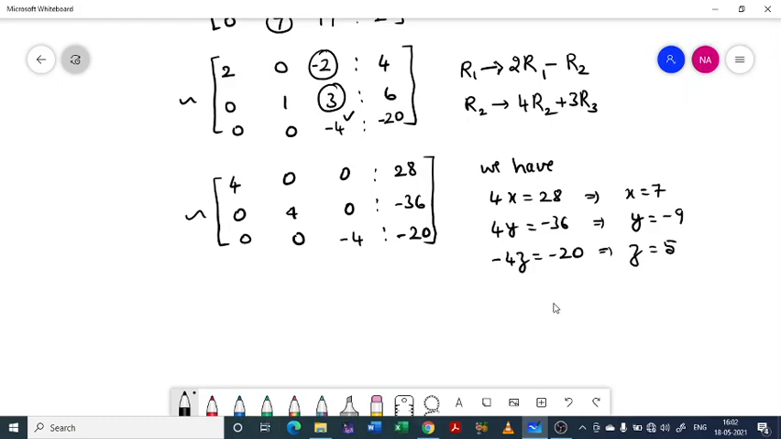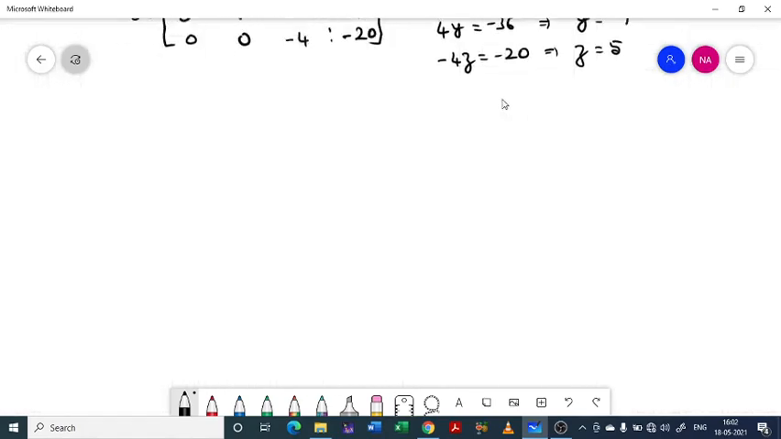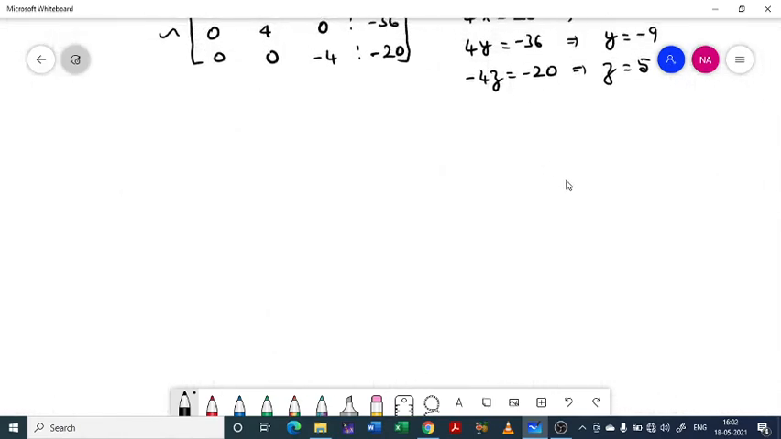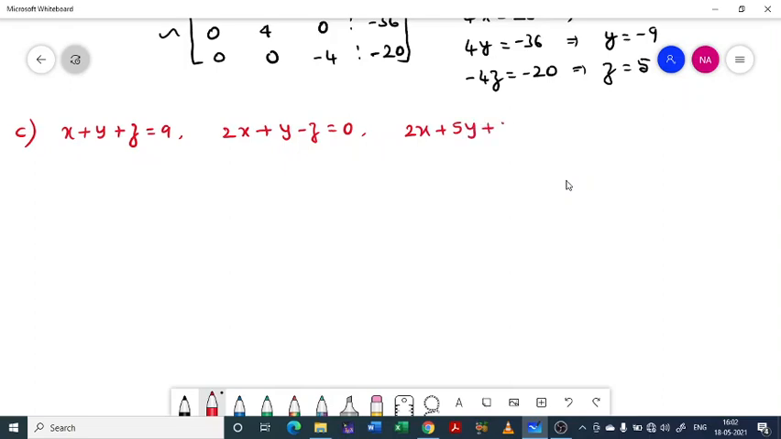Next, problem C. Let us consider one more system of equations. Problem C. x plus y plus z equal to 9, 2x plus y minus z equal to 0, 2x plus 5y plus 7z equal to 52.